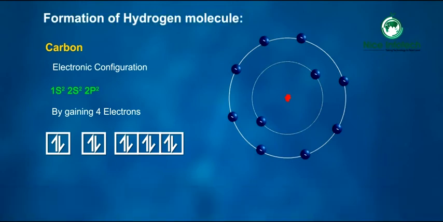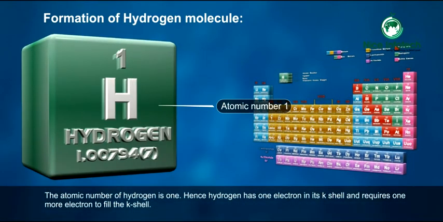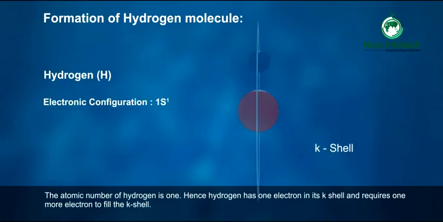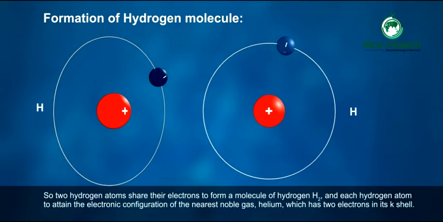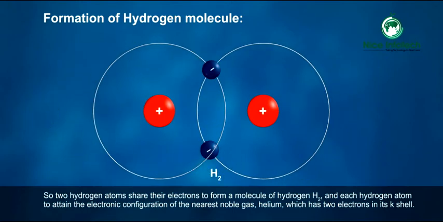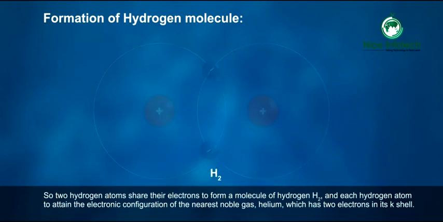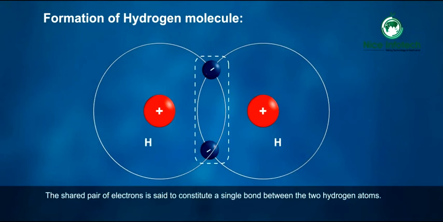Formation of hydrogen molecule. The atomic number of hydrogen is 1. Hence, hydrogen has 1 electron in its K shell and requires 1 more electron to fill the K shell. So, 2 hydrogen atoms share their electrons to form a molecule of hydrogen, H2, and each hydrogen atom attains the electronic configuration of the nearest noble gas, helium, which has 2 electrons in its K shell. The shared pair of electrons is said to constitute a single bond between the 2 hydrogen atoms.